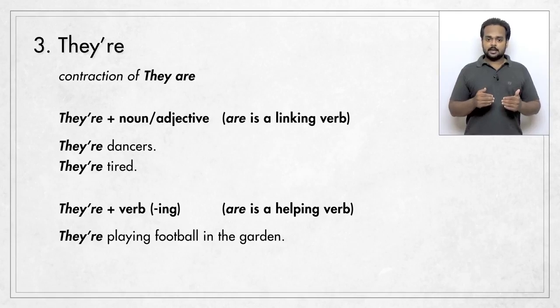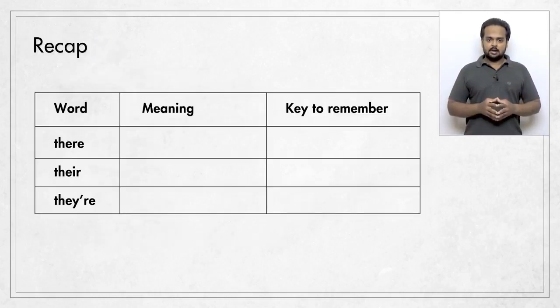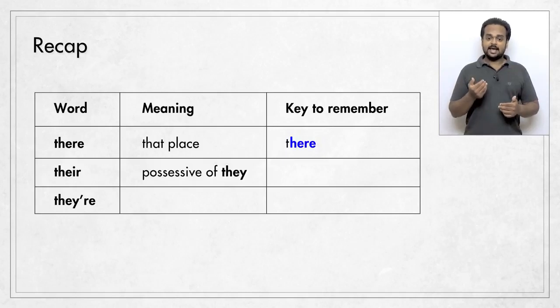You can remember the spelling with the apostrophe, which shows that there are 2 words combined, they and are. Okay, let's do a quick recap. T-H-E-R-E means that place, and the key to remember it is that the word has "here" inside of it.